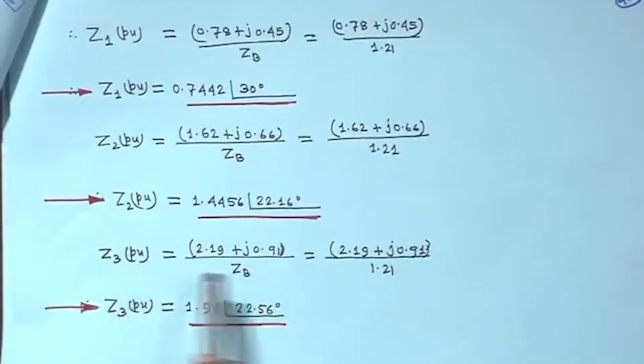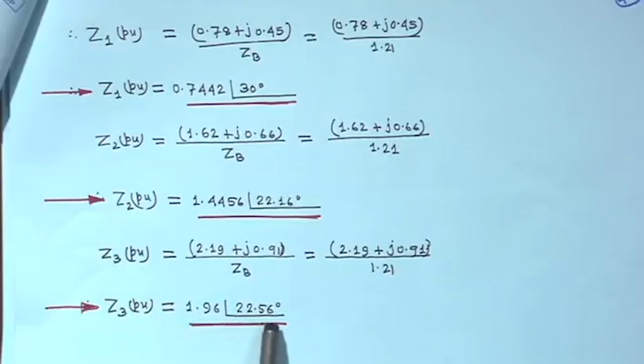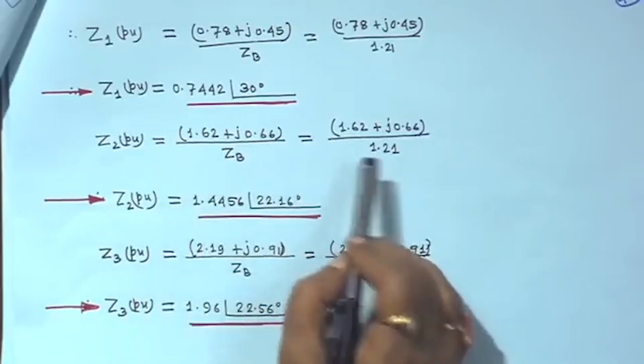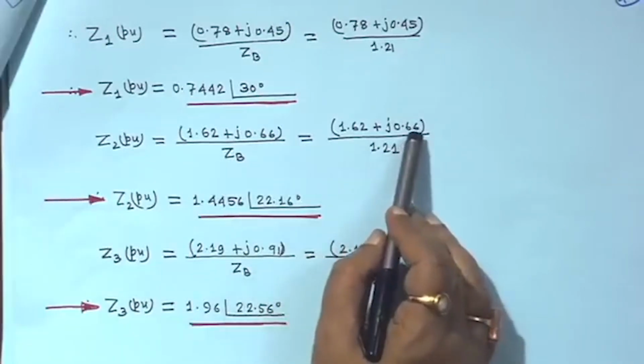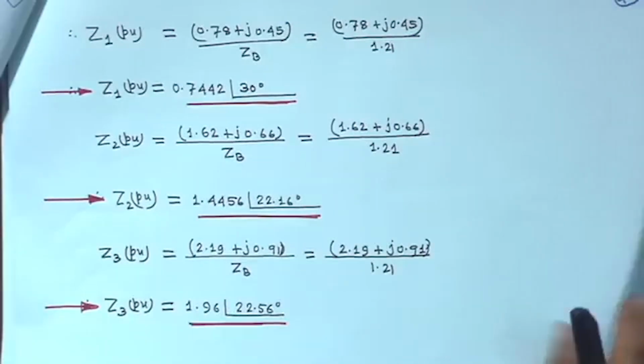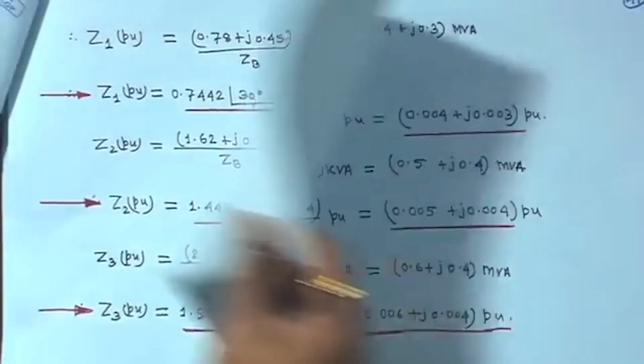Similarly, Z3 per unit value is equal to 2.19 plus j 0.91 upon 1.21, it is 1.96 angle 22.56. That means your R2 per unit is actually 1.62 upon 1.21, and X2 is equal to 0.66 upon 1.21. Similarly, for R1, X1 and R3, X3. So, this is your impedance per unit conversion.